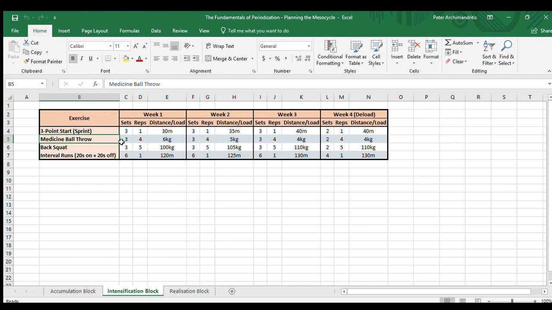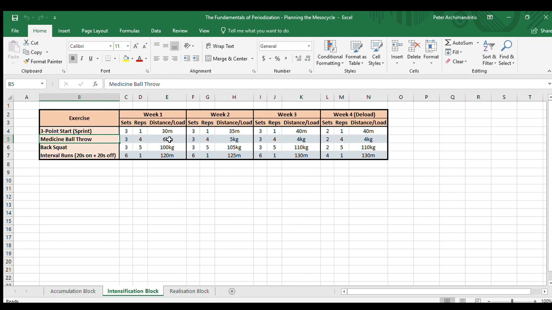Medicine ball throws, we're going to do a similar thing here. So 3 sets of 4 at 6 kilos. Then we're going to do 3 sets of 4 at 5 kilos, 3 sets of 4 at 4 kilos, and 2 sets of 4 at 4 kilos. So basically same volumes, but this time we're going to add intensity.